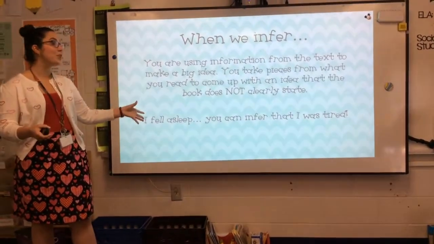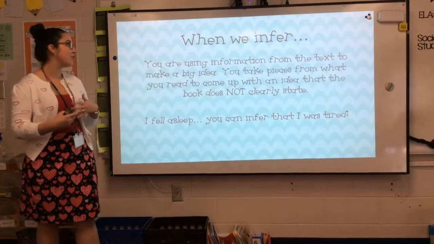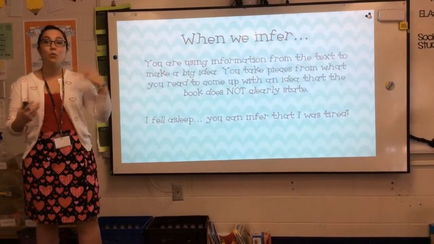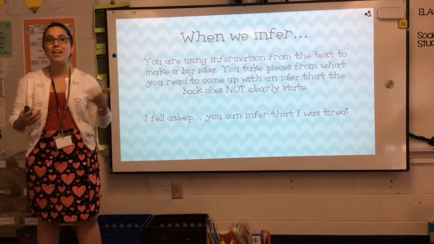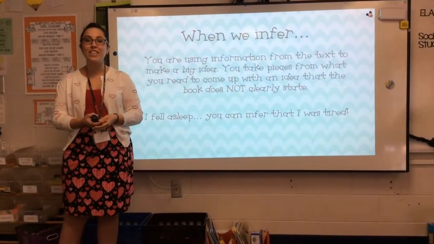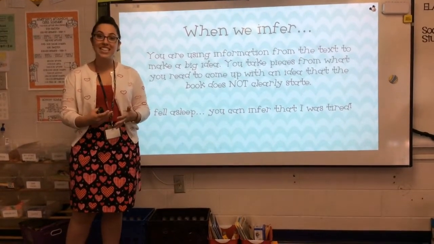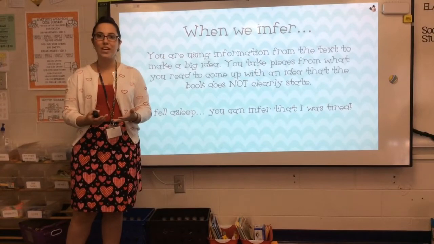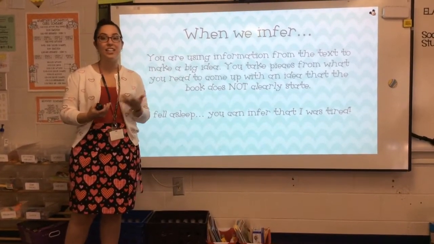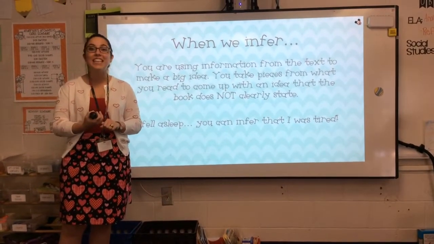So remember, when you're making an inference, you're taking information from the text, and then you're going to use that with what you already know about that situation to make an inference. This is such an important skill, and it can be used with students as young as 4 all the way up through our 5th graders. As you read text, things are happening in the story, and you're applying that to things you already know to come to new conclusions. You can make inferences about the setting of the story.